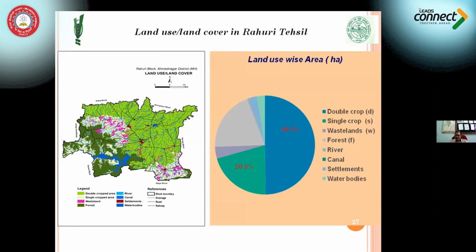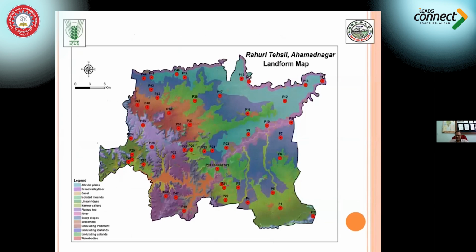On that basis, we carved out the land use land cover. At block level, approximately 50% of the area of the block is double crop area, and 20 to 21% is single crop area. This area is well known for its sugarcane production. After delineation of land use land cover, we delineated the landform. In this block, we identified 13 different types of landform. This is the higher part, the plateau part, and if you look at this region, this is the low-lying area.